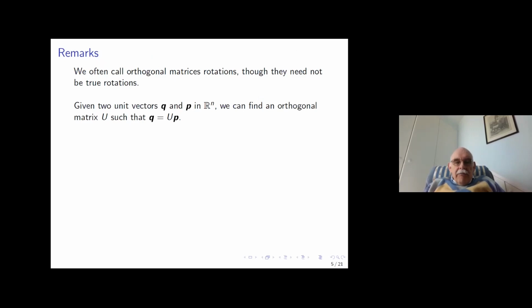But another fact that we need to know is just to remember that if we've got two unit vectors in R^n, then there is an orthogonal matrix that takes one of them to the other one. That's not so hard to see either.